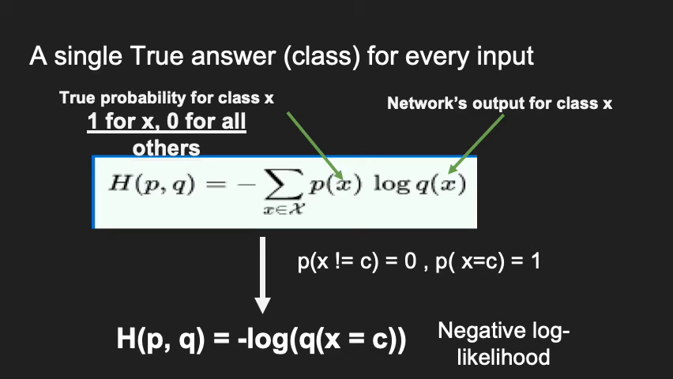So the probability for a picture showing a cat, the class cat, is 1, and the probability for dog in a picture showing a cat is 0. If you use the cross entropy formula in that case, you're basically left with only one class with probability p of x equals 1, and all the others equal 0. So everything cancels out, and you're just left with minus log of q of x for that class, the class of the target, and this loss function is called negative log likelihood.